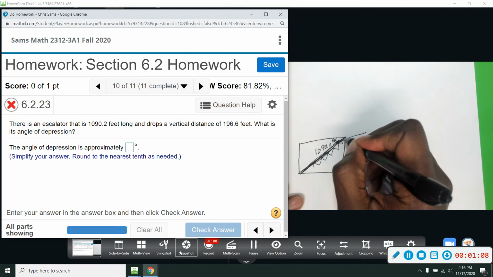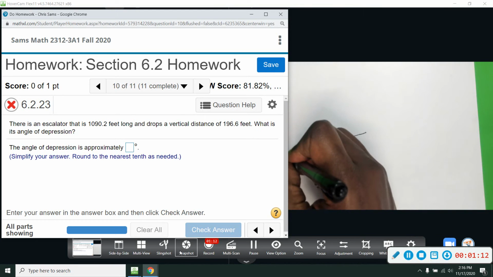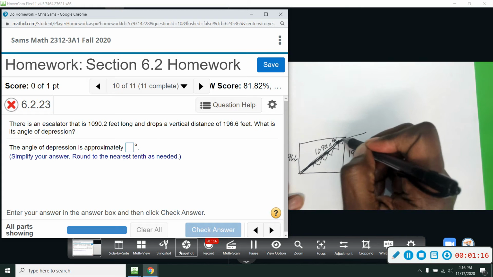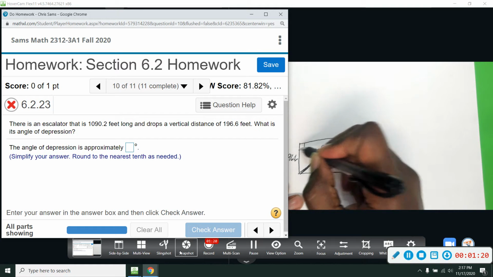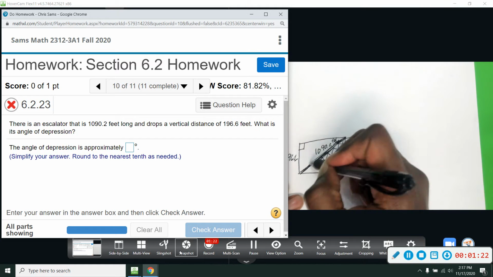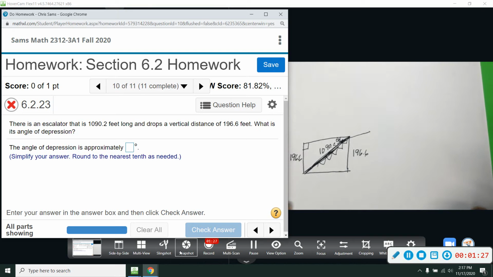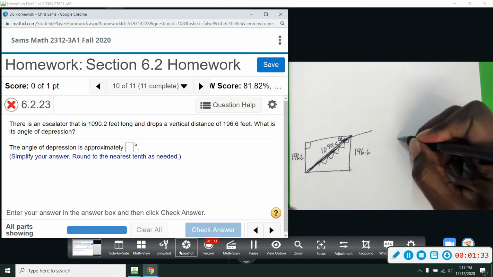So we have from this angle 196. If you make this box, this is also 196.6. So we have opposite and hypotenuse. You see this as a right triangle. This is the opposite side, hypotenuse. The trig function that uses opposite and hypotenuse is sine.